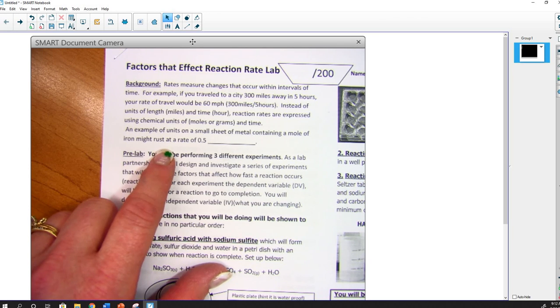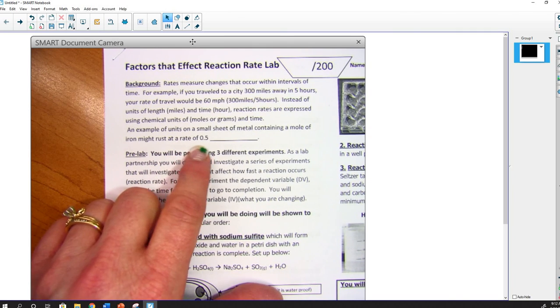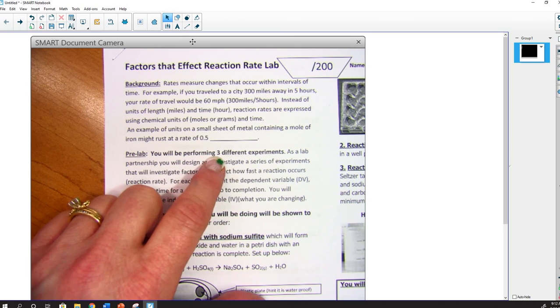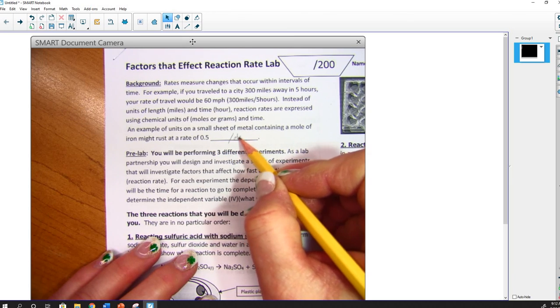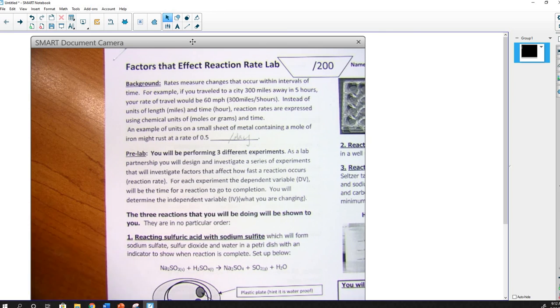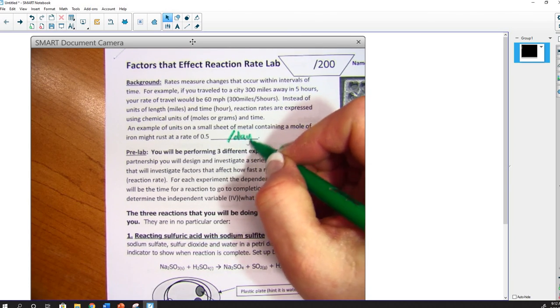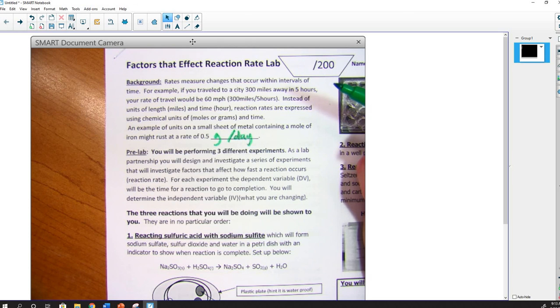So think about rust. How fast does rust happen? What could I put if I said the rate of rust is 0.5? What could I use as my units? Okay, I could put days, but what is the 0.5 of what? Okay, but what do we usually use in chemistry? Moles. We could put moles, but that's going to be hard to measure. Grams. So I said grams per day. 0.5 grams per day would be good.